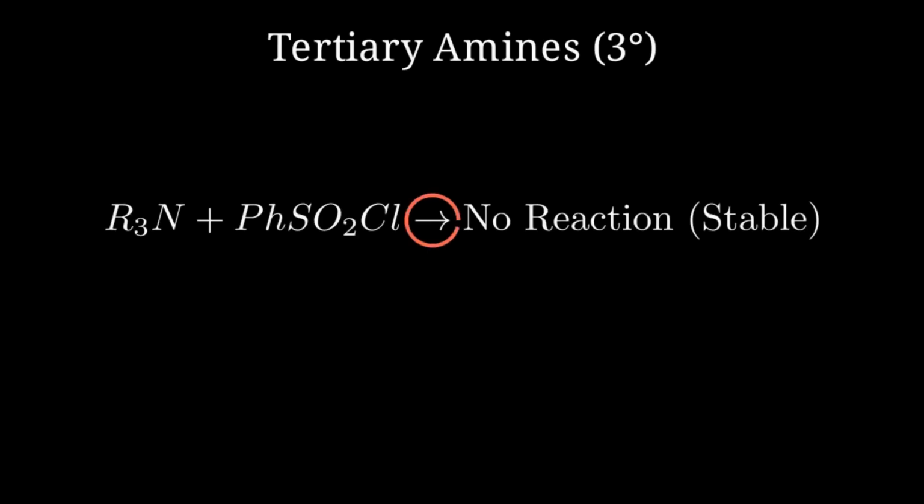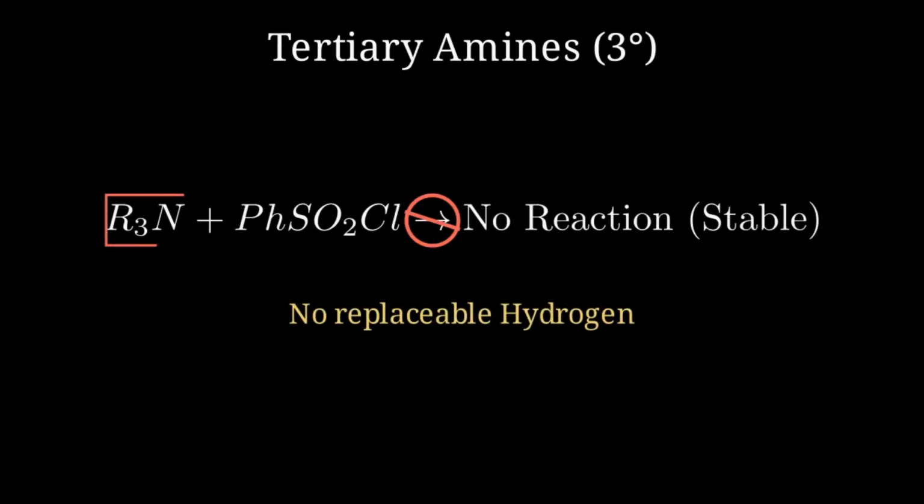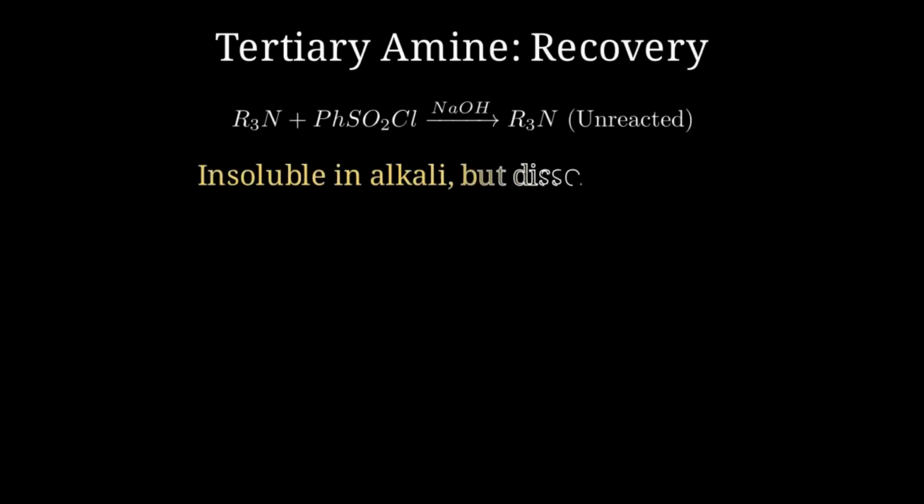Even after adding sodium hydroxide and shaking the tube, the precipitate persists, indicating that the starting material was a secondary amine. Tertiary amines lack any hydrogen atoms directly attached to the nitrogen. Consequently, they cannot form a stable sulfonamide bond with the Hinsberg reagent under standard conditions. This lack of reaction is our primary clue for identification. In the alkaline test environment, the tertiary amine remains insoluble.